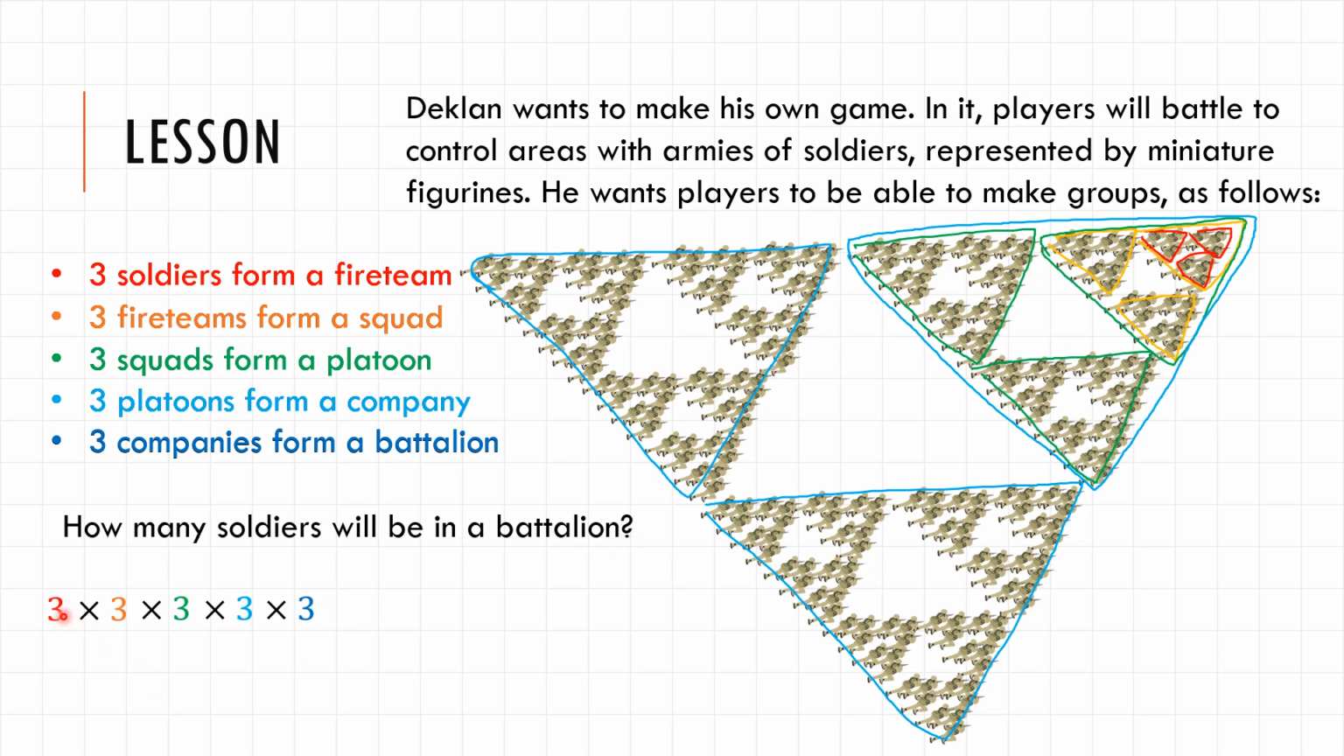Altogether, I'm taking the number 3 and I'm multiplying it, same number again and again and again, a total of 5 times. And the shortest way to describe this is using a power. 3 to the power of 5 is how we say this, and that means 3 times 3 times 3 times 3 times 3, which is 243 soldiers.